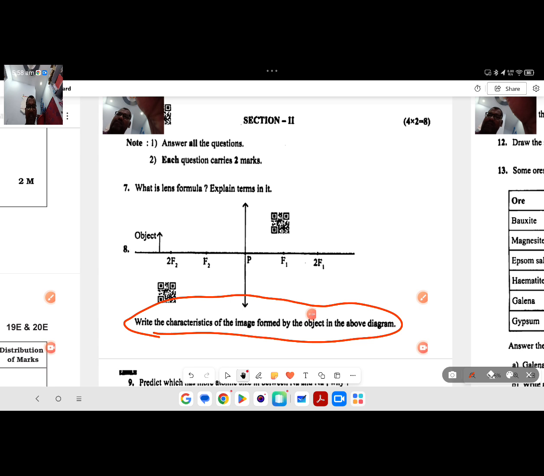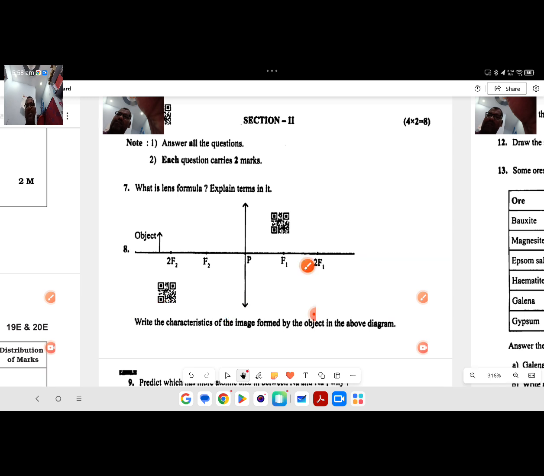It is not even clearly given to complete the diagram, but you should complete the diagram. For completing the diagram, 1 mark will be given, and for writing the characteristics of the image, 1 mark will be given. So totally 2 marks you will get. But how can you do this? Let's say what type of image will be formed. How do you draw the diagram first?